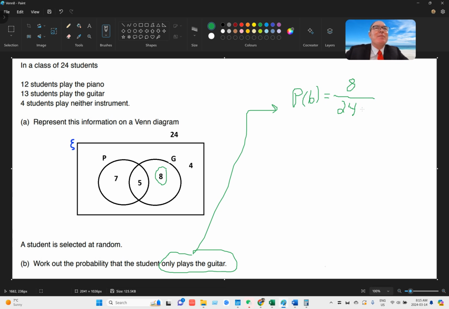I can divide top and bottom by 8. I can do the same thing on the top as on the bottom, that's the rule for multiplying and dividing. And that gives me a reduced fraction of 1/3. If I choose someone at random, there's a 1 in 3 chance that they're going to be someone who plays only guitar.